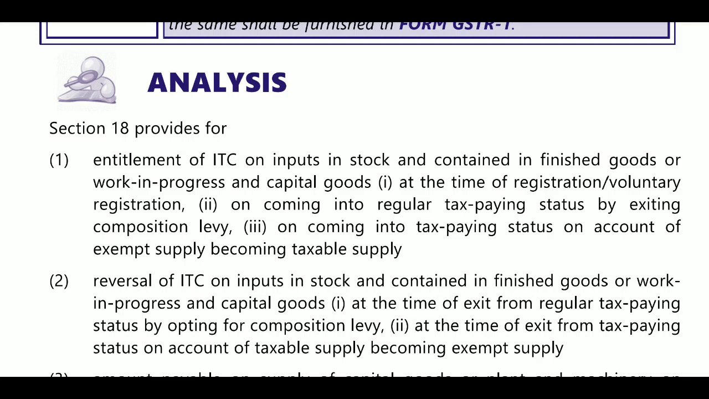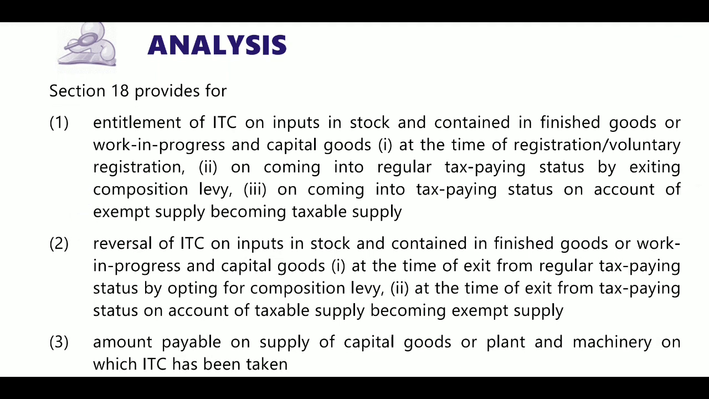In continuation with the last class, we are discussing input tax credit. Now we are discussing section 18. What is there in section 18? This is section 18, related to some special circumstances enabling availing of credit. That is, in some special cases, a person can claim or avail the input tax credit even though he is not a registered person as on that date.